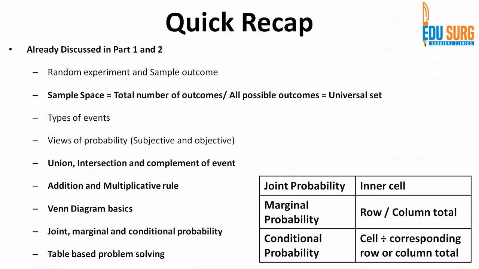What we have already discussed in this series: in parts 1 and 2, we discussed the very basics. Then we looked at some of the rules of probability like the addition rule, multiplication rule, union, intersection, and complement of an event. And in the previous video, we saw the joint, marginal and conditional probability, the table-based solving method, which we feel is the easiest of all the methods.